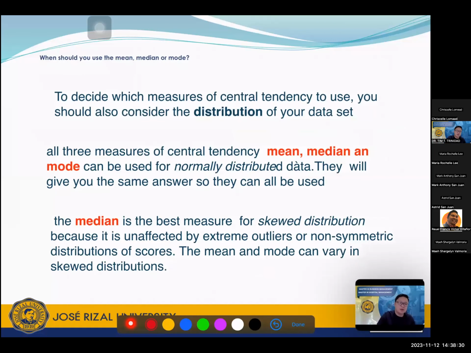So to decide which measures of central tendency to use, you should also consider the distribution. All three measures of central tendency, meaning your mean, your median, and your mode, are for normally distributed data. We will be talking about this later, what are normal and abnormal data. And your median is the best measure for skewed distribution or abnormally distributed data. So just remember this for now.